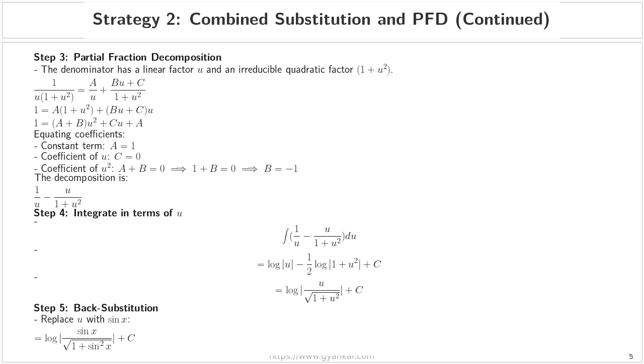So, we replace every u in our result with sin x. This gives us the final answer: the natural logarithm of the absolute value of sin x divided by the square root of 1 plus sin squared x, plus C. And that completes the problem. Remember, the key here was recognizing when and how to use substitution to prepare the integral for partial fraction decomposition. We'll be looking at more examples in the following slides, so make sure you understand each step.